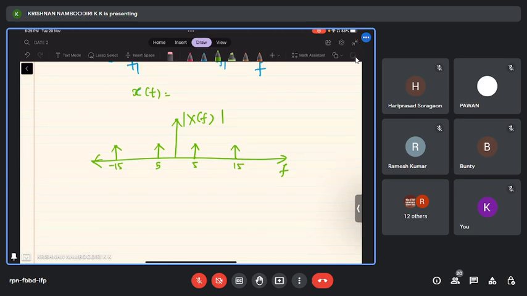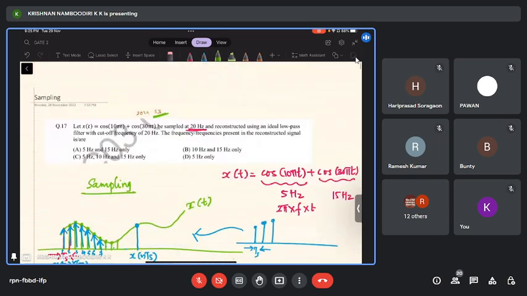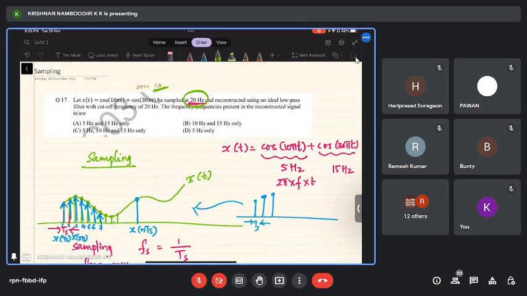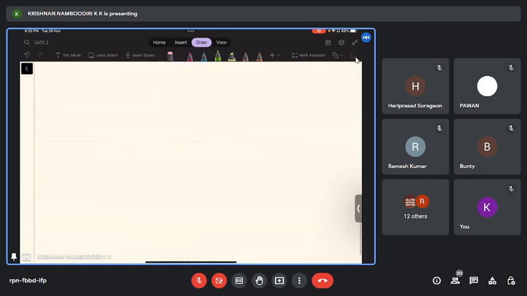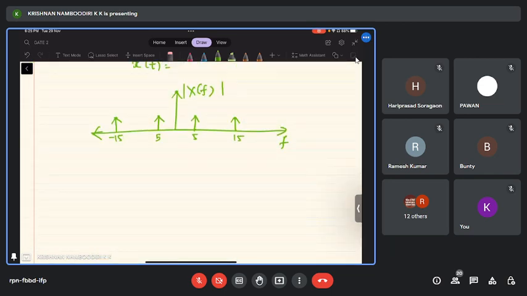Now, what is told in the question? I'm sampling that signal at 20 hertz and trying to reconstruct using an ideal low pass filter with cutoff frequency again 20 hertz, correct? Now I need to sample this signal at 20 hertz. What does that mean? I am talking about the frequency spectrum of the sampled signal. The same shape will be repeated, centered at 20 hertz, 2 times 20, that is 40 hertz, 60 hertz, 80 hertz, and it goes on like that. Similarly, minus 20, minus 40, minus 60, minus 80, and goes up to minus infinity, right?